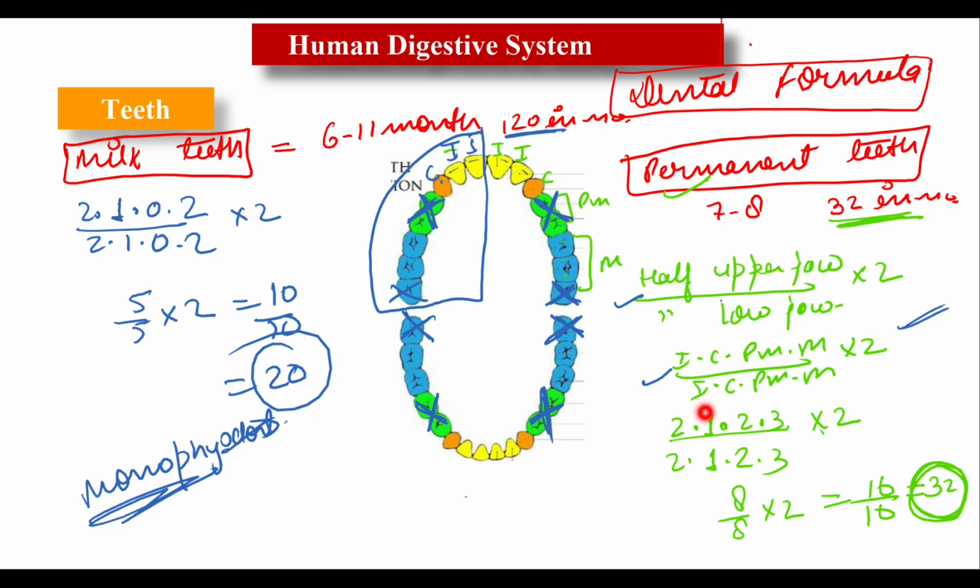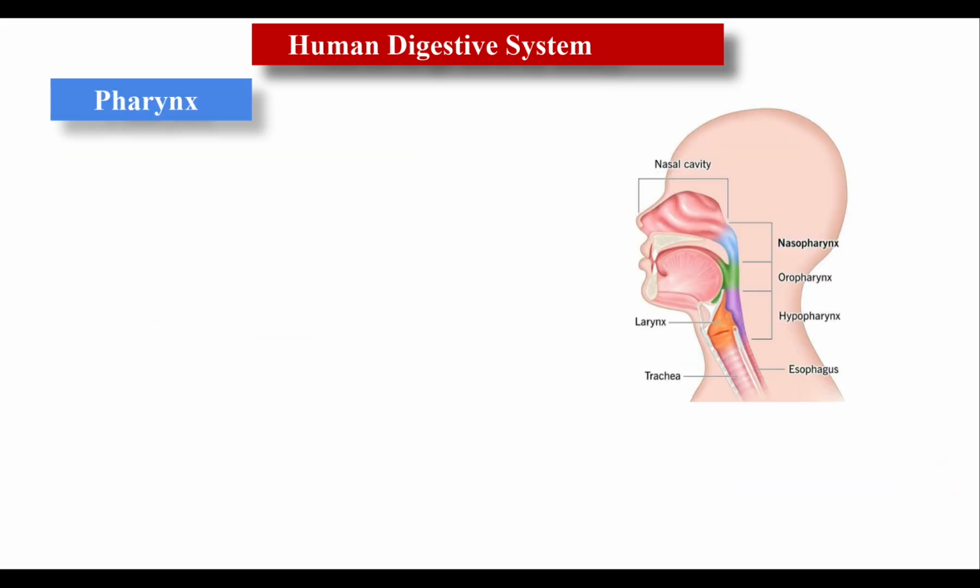Okay, so this is all about the buccal cavity. Buccal cavity contains the palate, it contains the tongue, and it contains teeth. Now these things are completed. Come toward the next part of your alimentary canal. Okay, this is known as the pharynx. Very simple.